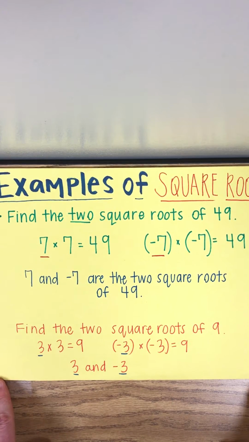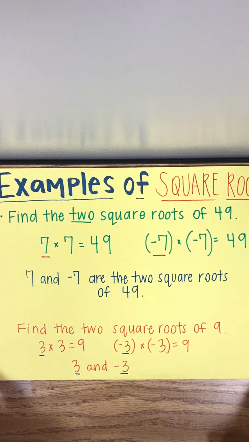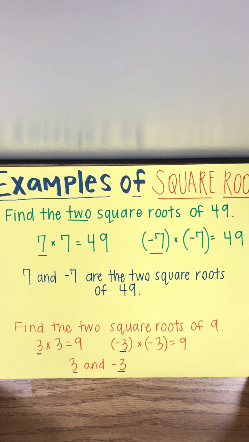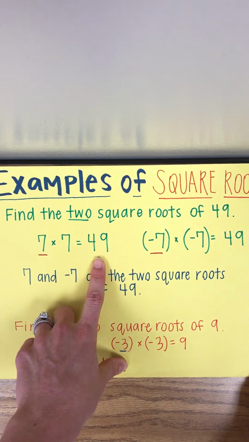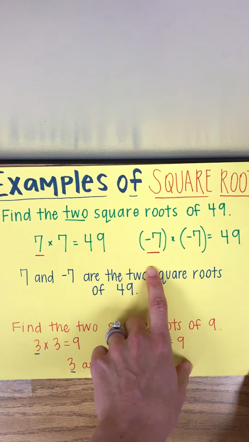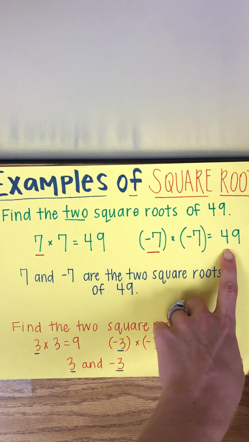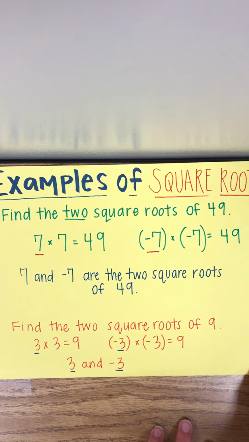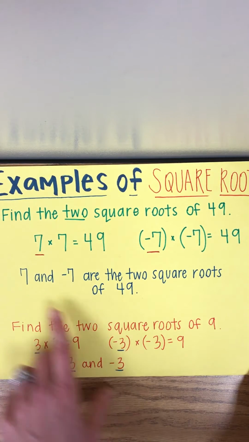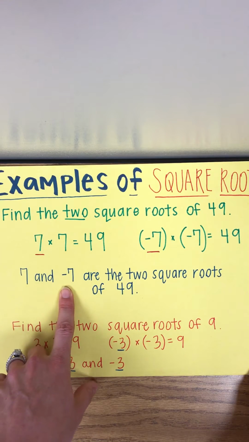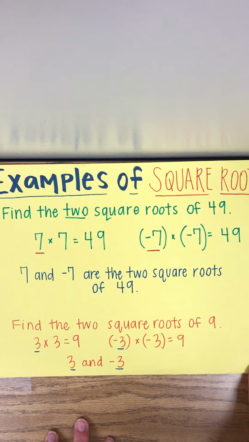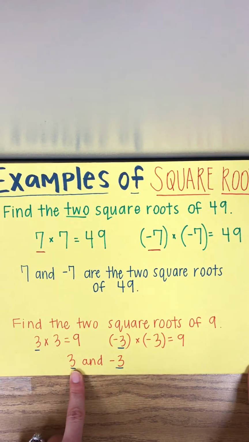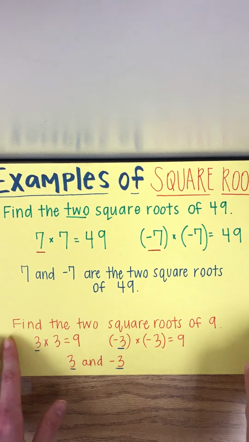Some examples may ask you to find the 2 square roots of a number. Here it asks us to find the 2 square roots of 49. We know that 7 times 7 gives us positive 49, and also negative 7 times negative 7 still gives us positive 49. So the 2 square roots of 49 are 7 and negative 7. Anytime it asks you to find the 2 square roots of a number, you will always use the positive square root and the negative square root.